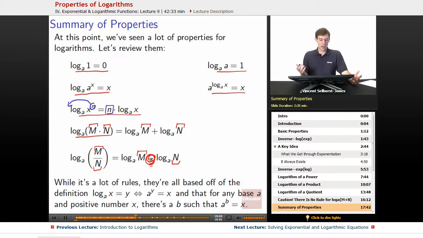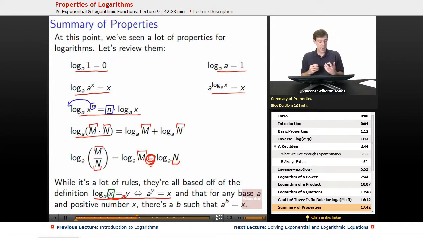So it seems like a lot of rules, and there are a fair bit of new things you have to get used to here, but they're all based off of our original definition of what it means to be a log. The idea that log a of x equals y means that a to the y equals x. This is really what it is. You can either write it in exponential form or logarithmic form. It's just a way of denoting things. So a to the y becomes what we were originally taking the log of.